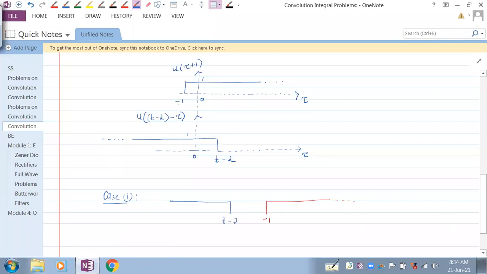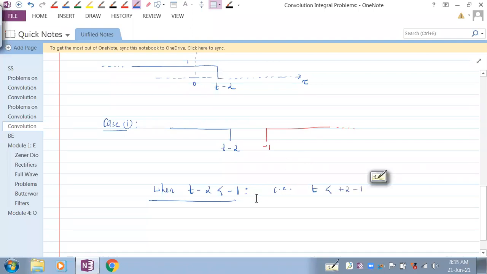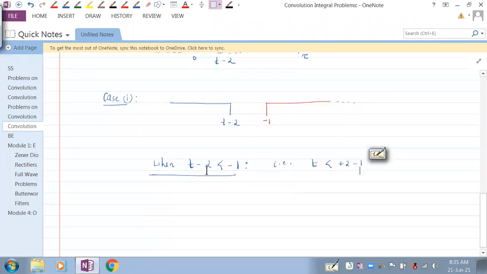This is t-2. So this is the first case. And in the first case, what's happening? The first case is when t-2 is less than -1, or that is t less than 2 minus 1, because 2 goes to the other side of the equation. So we can finally say it is when t is less than 1. So this is the case.